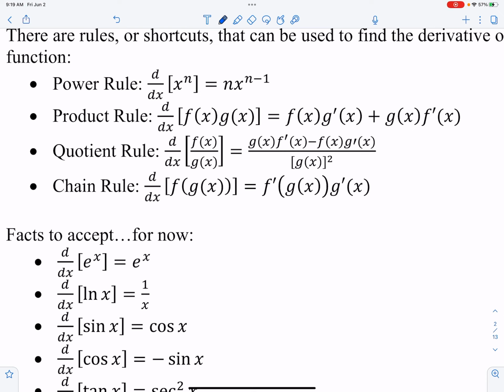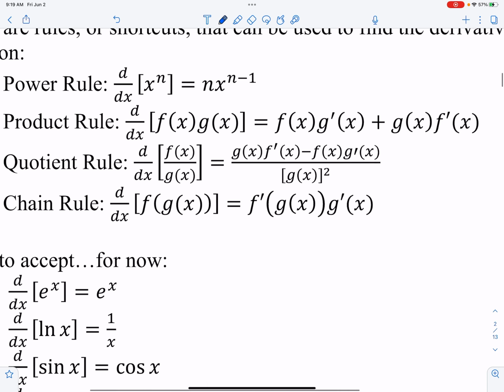Product rule, because you're not allowed to just think about taking the derivative of each factor. If you have a function that you can think of as a product of two functions, you can't just take the derivative of each factor. It doesn't work out. So we have this rule. So derivative of the first factor times the second factor plus the second factor times the derivative of the first.